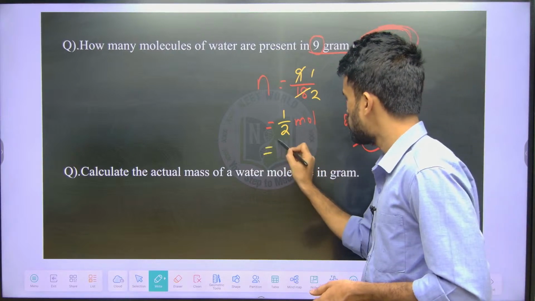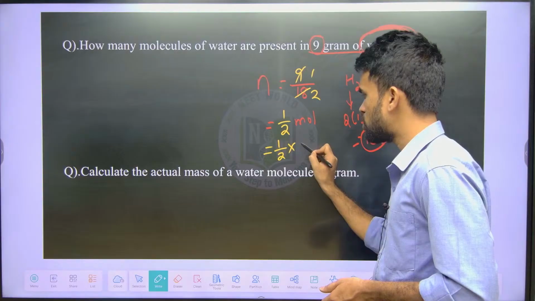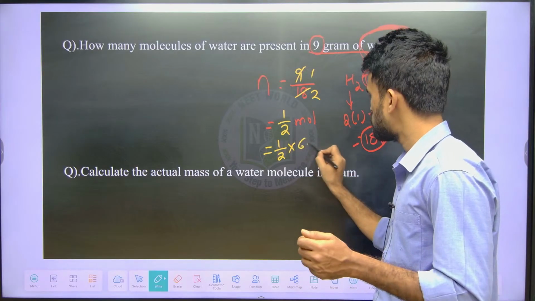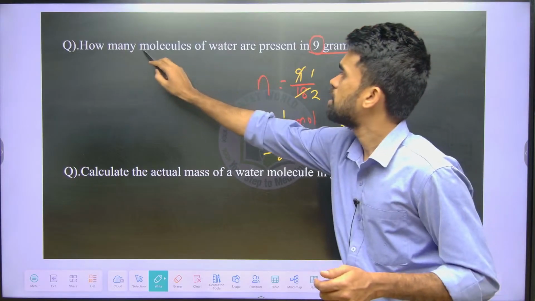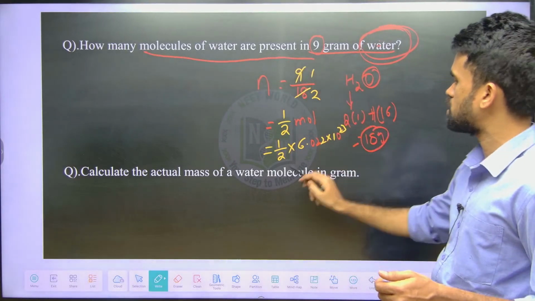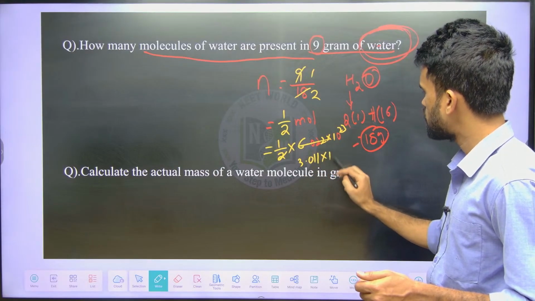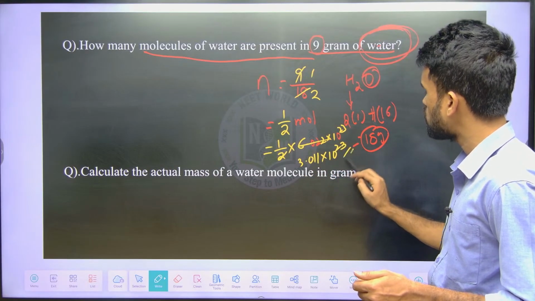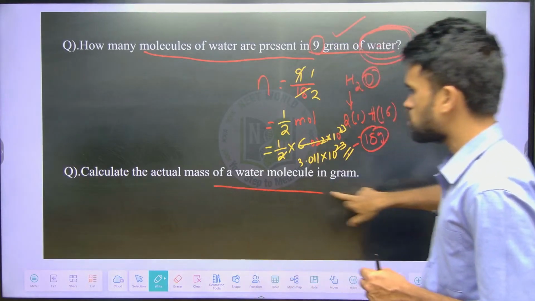So half mole contains half into Avogadro number. Avogadro number means 6.022 into 10 power 23. What are they asking us? The number of water molecules present. So divide this number, and 3.011 into 10 power 23 water molecules are present in the given 9 grams.